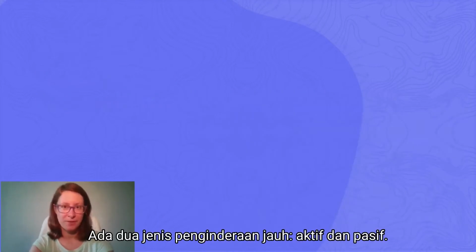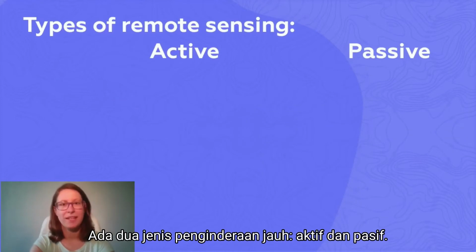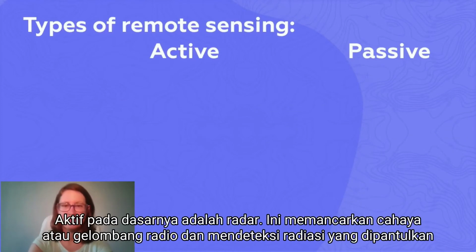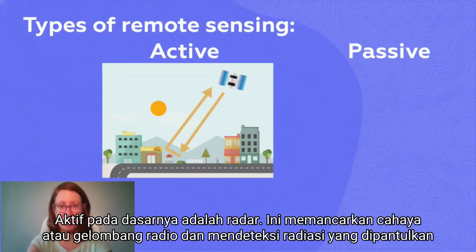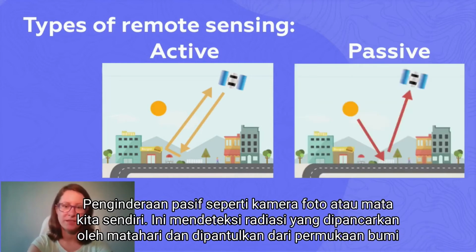There are two types of remote sensing, active and passive. Active is basically a radar. It emits light or radio waves and detects the reflected radiation. Passive sensing is like a photo camera or our own eyes. It detects radiation that is emitted by the sun and reflected from the Earth's surface.